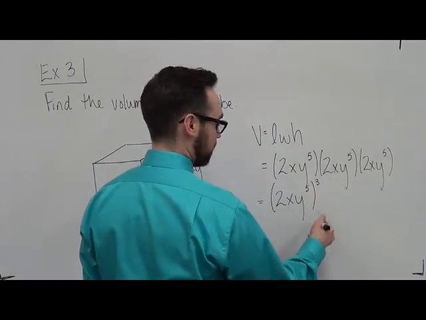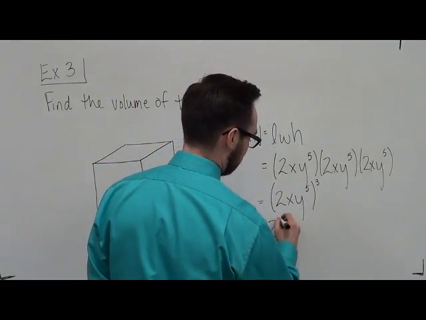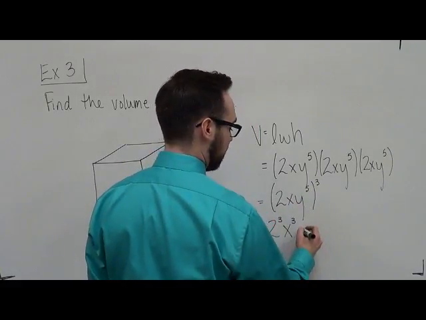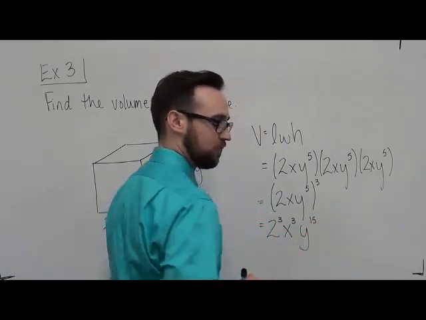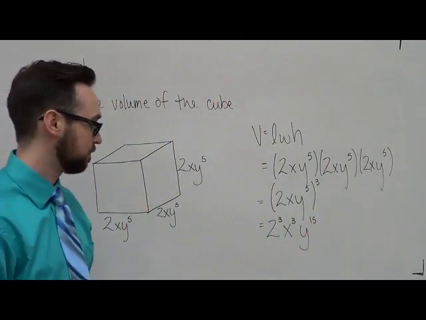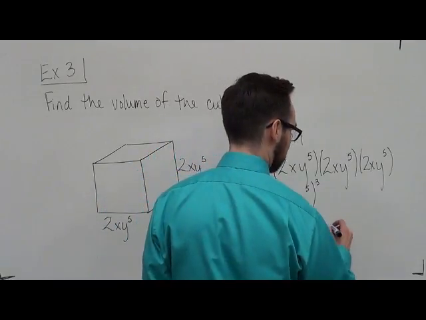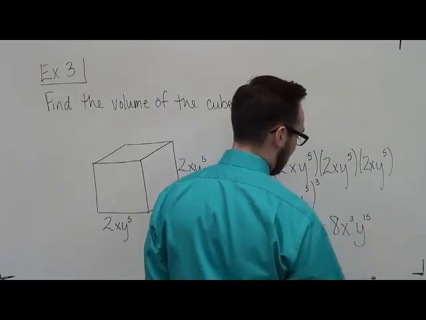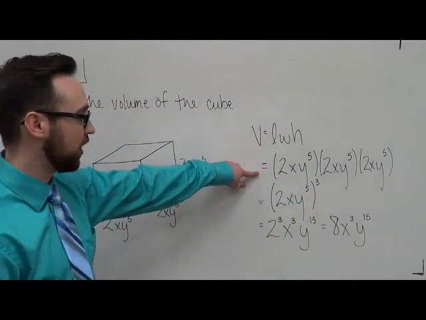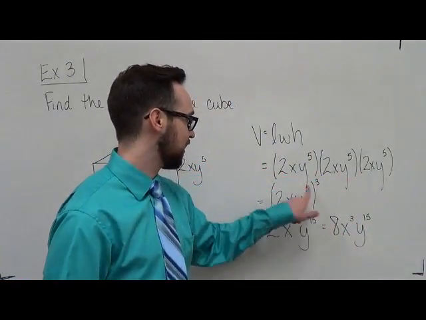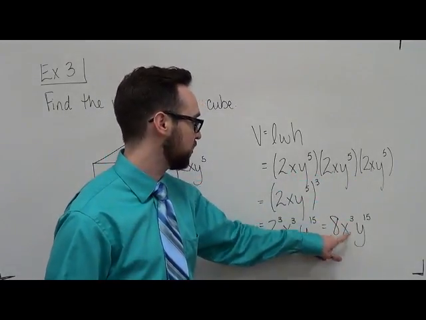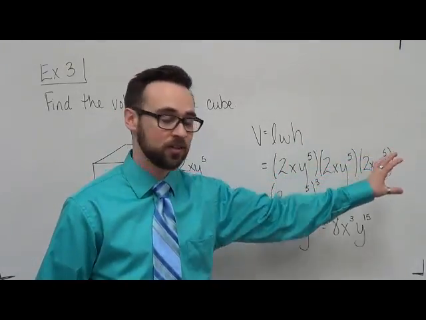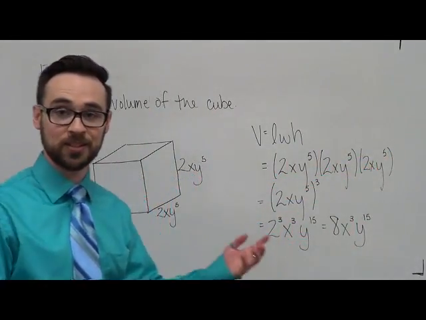I distribute this, so that means I have 2 cubed, x cubed, and then when I distribute the cubed here, it turns into y to the 15th because I have to multiply. So the only way we can simplify now is to say 2 cubed is 8. So it's 8x cubed y to the 15th. And if you multiplied it up here, 2 times 2 times 2 is 8, x times x times x is x cubed, y to the 5th times y to the 5th times y to the 5th. Remember that you add those exponents, gets us y to the 15th. So it's the same either way.